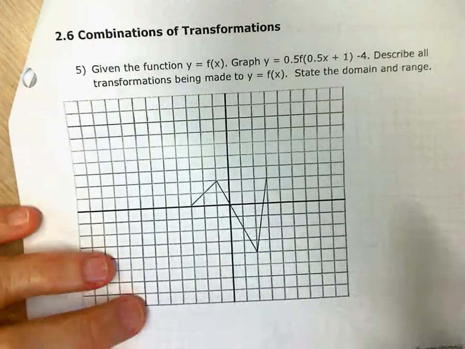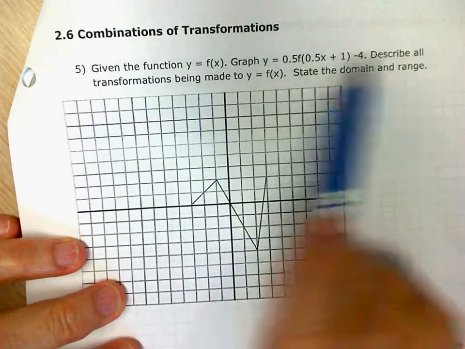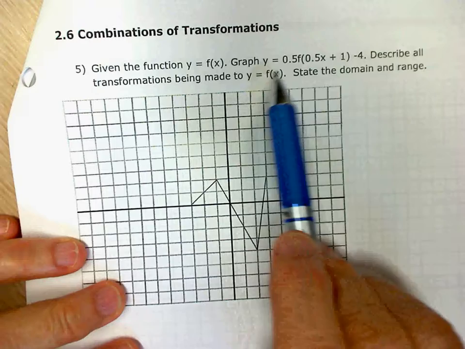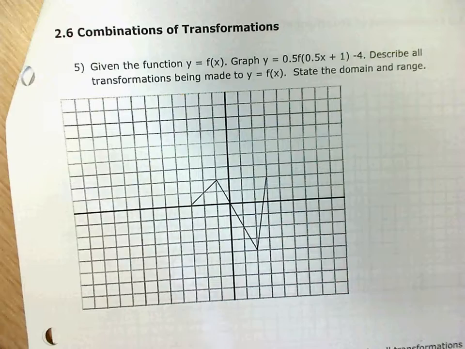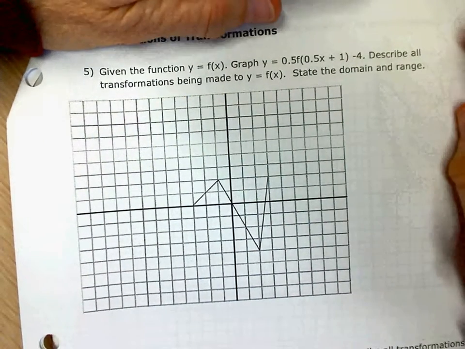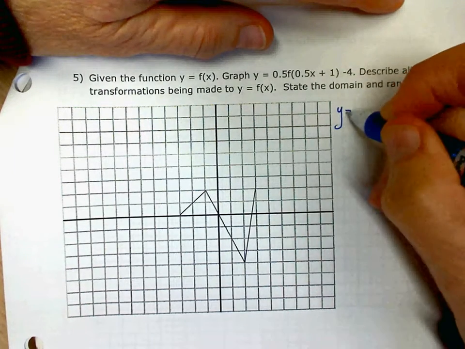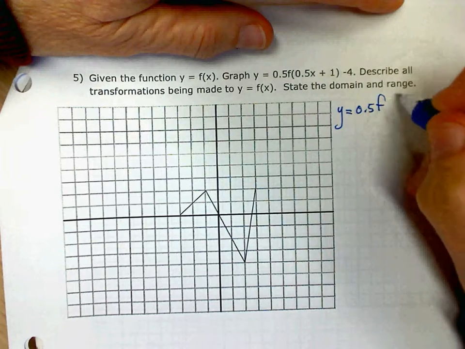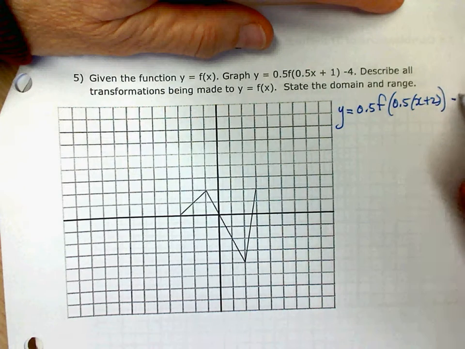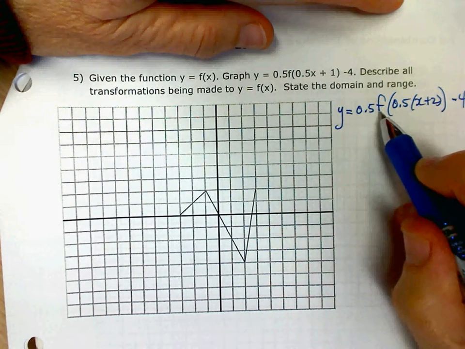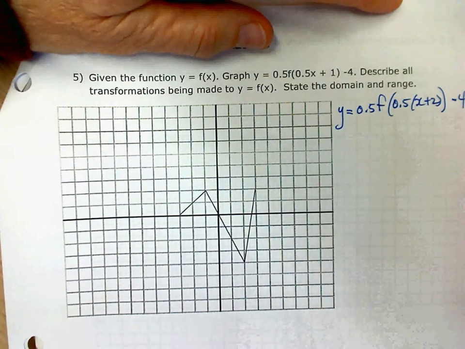Given the function y equals f of x, graph this, describe all transformations being made, state the domain and range. This is the base function. So, what's the first step? What do we have to do before we do anything? So there's our function. Instead of a square root function or an x squared function, they drew it for us. So the first thing, just follow the equation.